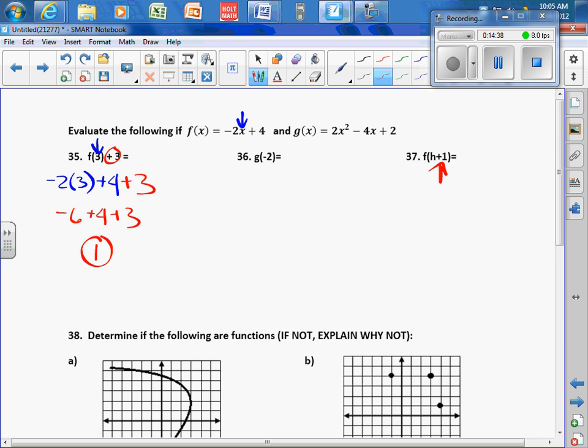Whatever's in the parentheses, put it in for the x. So I'm going to have negative 2 times the quantity h plus 1, and then plus 4. I get negative 2h minus 2 plus 4. Combining like terms, negative 2h plus 2.